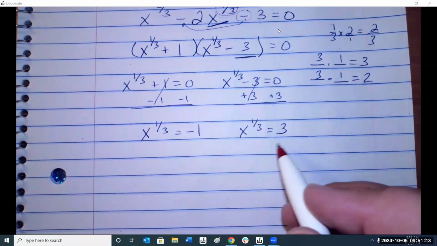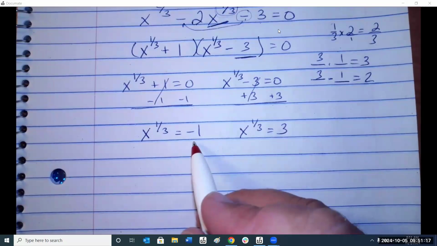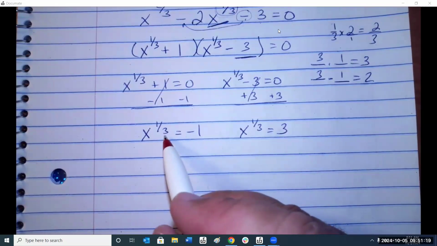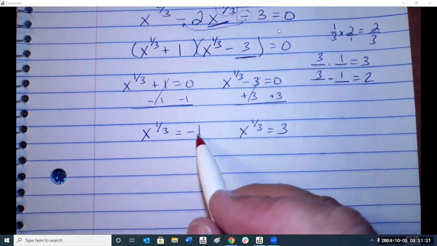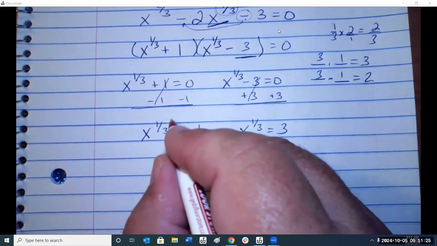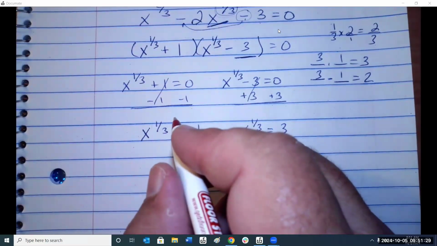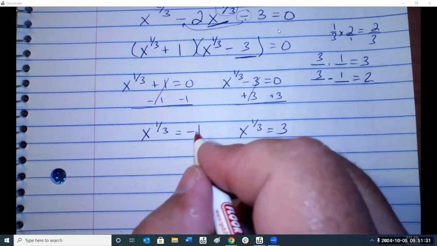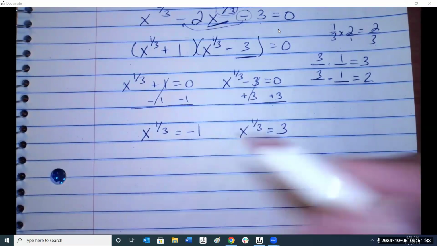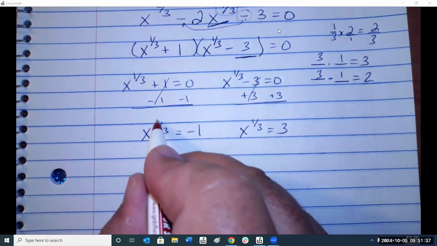Now this right side is going to be a true answer. What about the left one? Can this number equal a -1? Yes, because it's a power of 1/3. It's an odd root. If it was 1/4 or 1/8, then it could not equal a negative. It'd be imaginary.